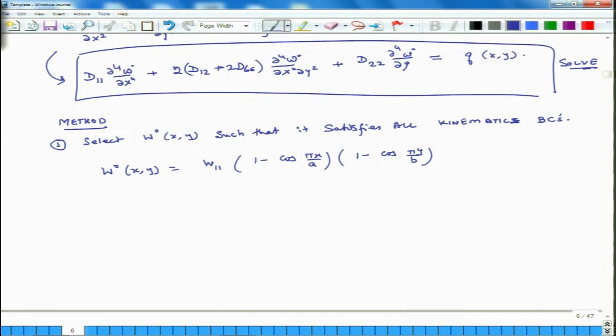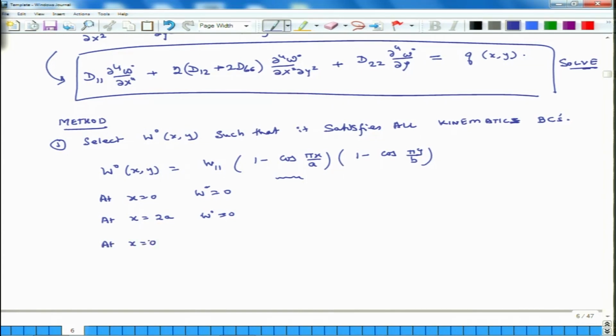Let us see whether it satisfies the kinematic boundary conditions. At x equal to 0, the boundary condition that w should be 0 is satisfied, because when I put x equal to 0, this term becomes 0. So, that is satisfied. And at x equal to 2a, I once again put x equal to 2a. So, cosine of 2 pi is again 1, so this is also satisfied. Then what about slopes?